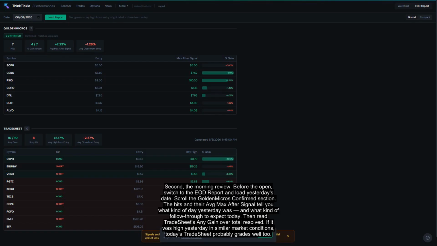Second, the morning review. Before the open, switch to the EOD report and load yesterday's date. Scroll the GoldenMicros confirmed section. The hits and their average max after signal tell you what kind of day yesterday was, and what kind of follow-through to expect today. Then read TradeSheet's any gain over total resolved. If it was high yesterday in similar market conditions, today's TradeSheet probably grades well too.